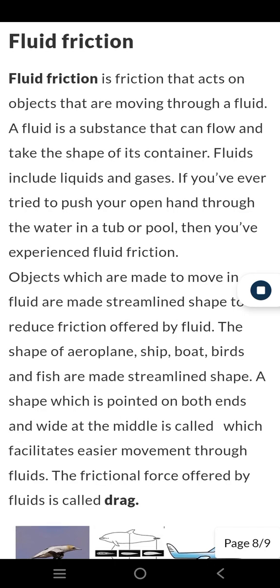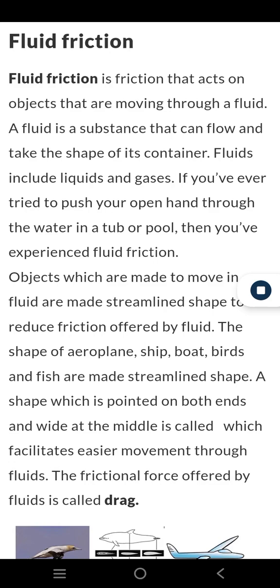4. Fluid friction. Fluid friction is friction that acts on objects that are moving through a fluid. A fluid is a substance that can flow and take the shape of its container. Fluids include liquids and gases. If you've ever tried to push your open hand through the water in a tub or pool, then you've experienced fluid friction.